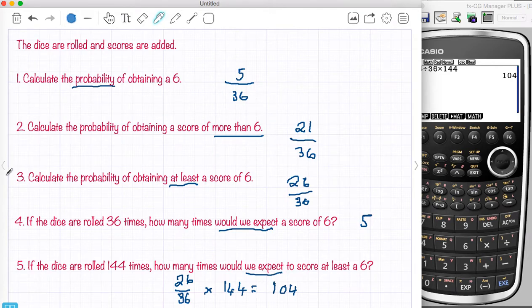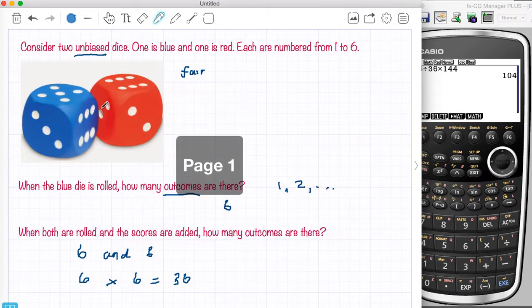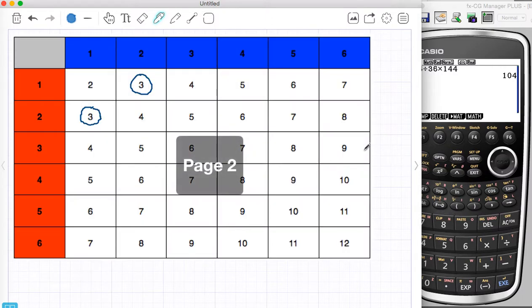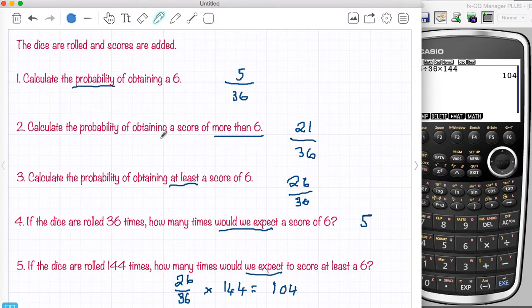So the key words here, the key things to think about: unbiased, outcomes. How are we going to get outcomes when there's two events? We multiply the individual outcomes together. More than and at least are key words here. Make sure that the question is asking you for a probability or is asking you how many times.